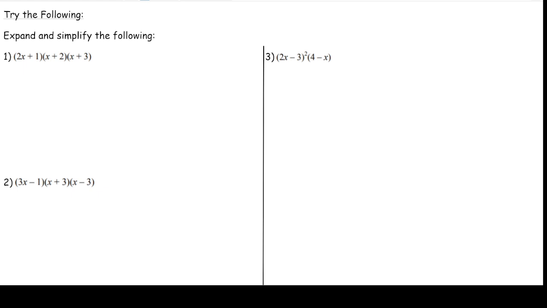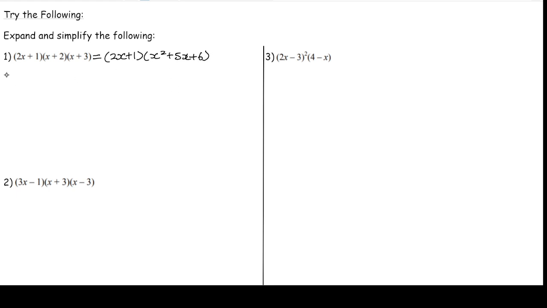Okay, I hope you've had a go at these problems. Let's go through them. I've got 2x plus 1 times x plus 2 times x plus 3. So it's easier to expand the last two brackets, the x plus 2 times x plus 3. You should have got for that one x squared plus 5x plus 6, expanding the last bracket.